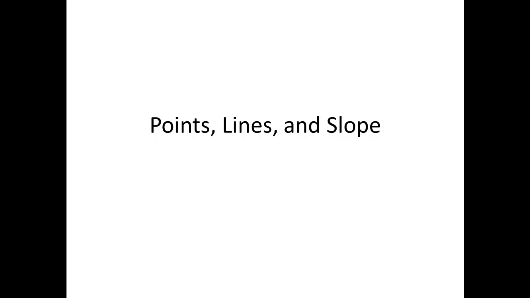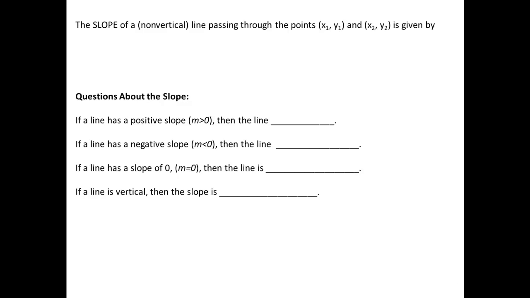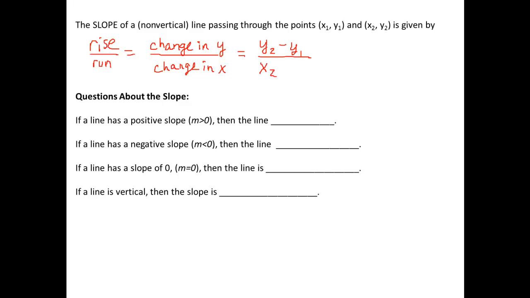Let's review points, lines, and slope. Slope is known as the rise over the run, which really means the rate of change in your function, the ratio of the change in y to the corresponding change in x. And in terms of a formula, the change in y over the change in x. Slope tells us something about what's happening graphically.